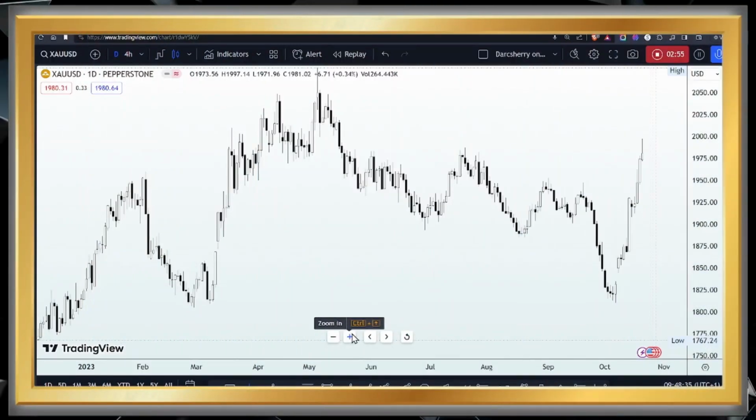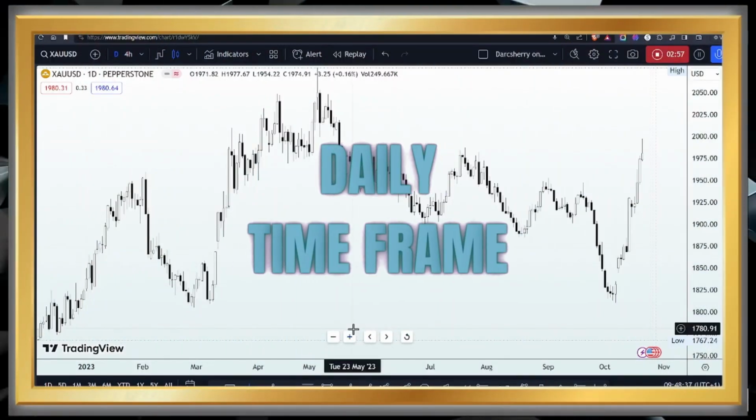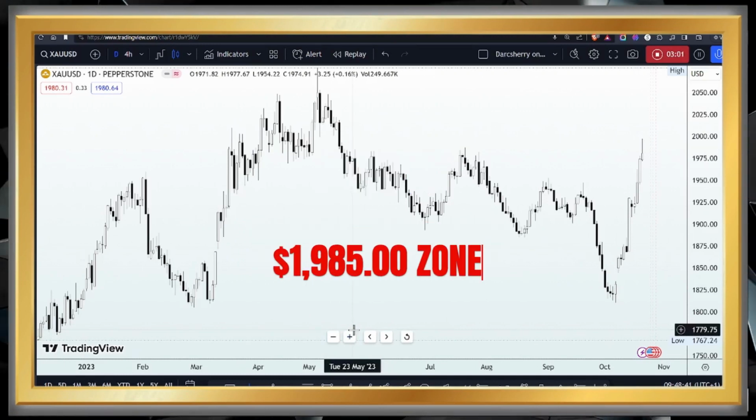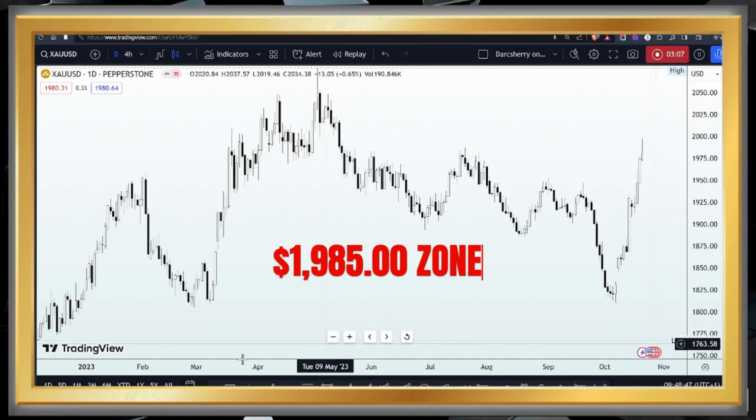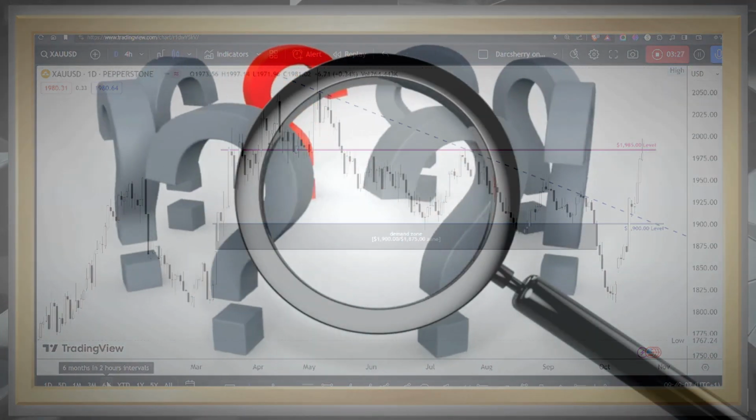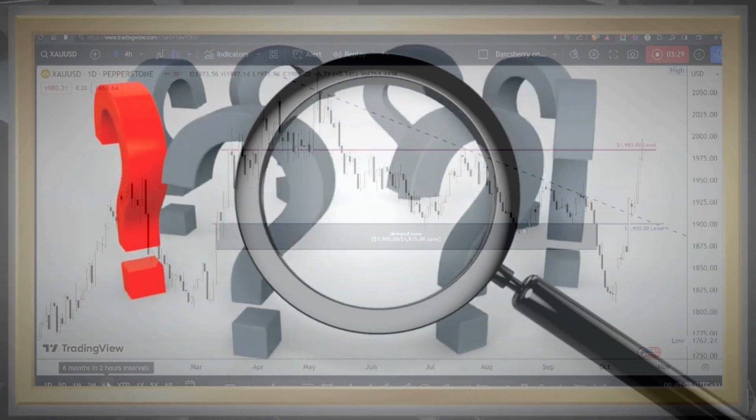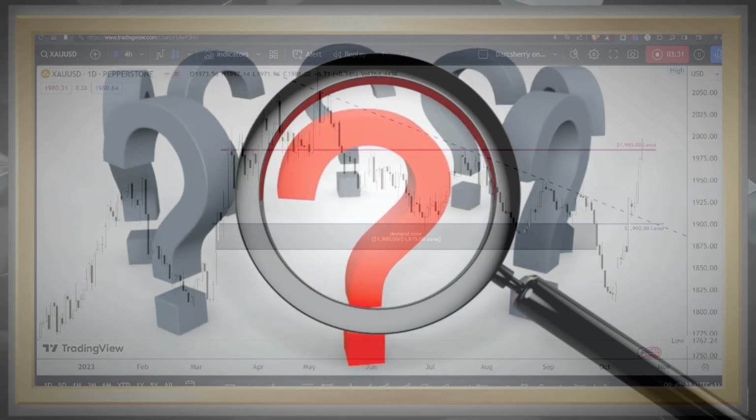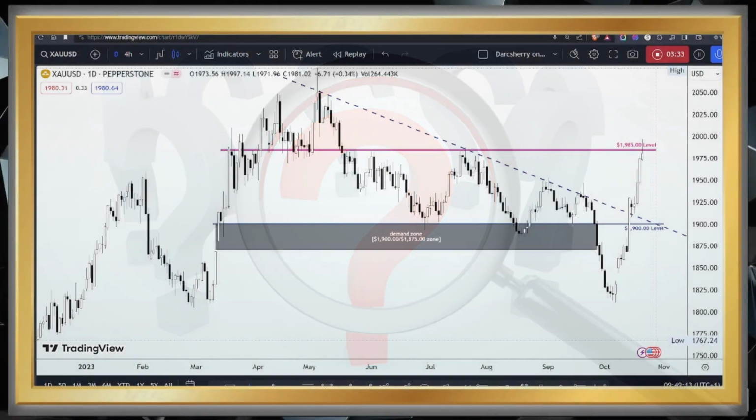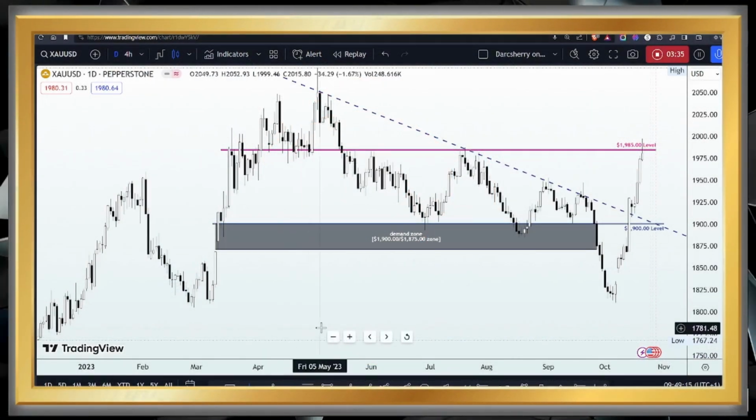So today our spotlight will be on the daily time frame where price action is back into that 1,985 zone, a crucial level that will be our focus for the new week. Now, the question going into this week is, will this momentum continue this week? Well, to answer this, I would like to emphasize the importance of this zone.